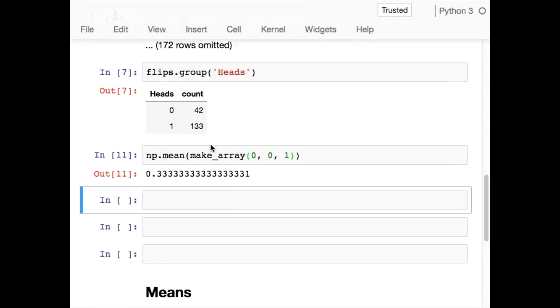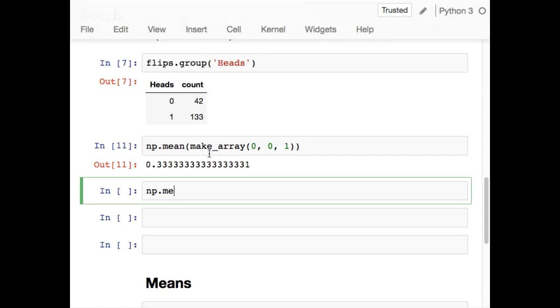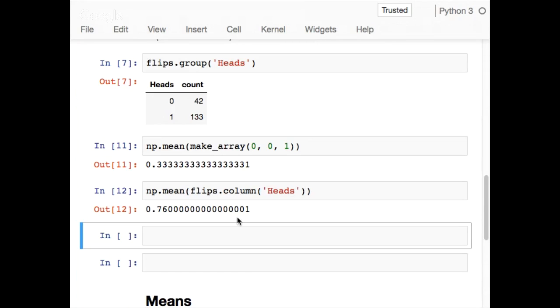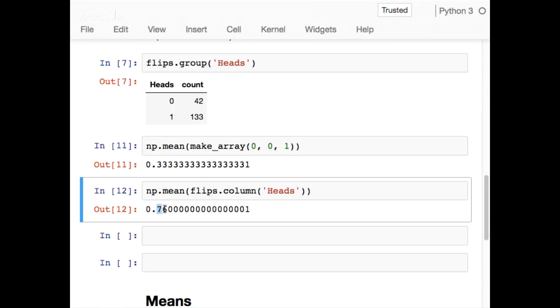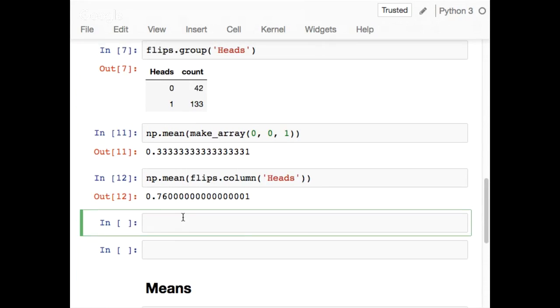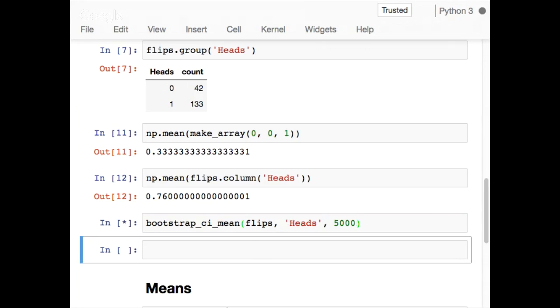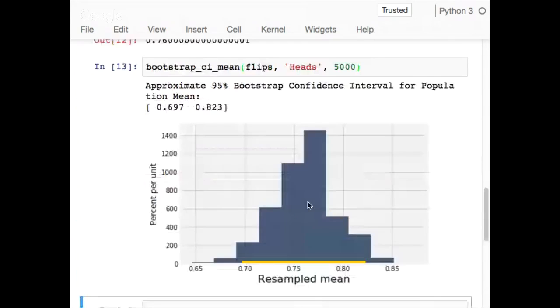Okay. So in this case, what I'm going to do is take the mean of my flips, column heads. And we can see here that in my flips, there were about 76% heads. Okay, so 76% heads. And now, as usual, I can call my bootstrap CI mean on my flips table. Flips, heads, let's do 5,000 repetitions. And there we go, confidence interval.